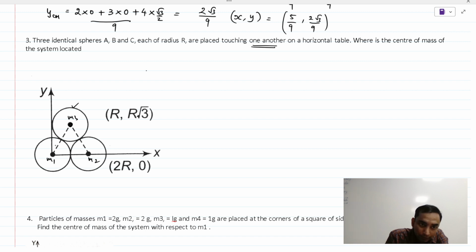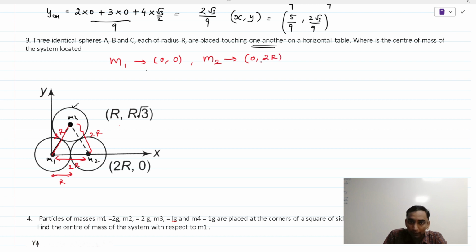By the way, let me use the red pen, it would be easier for you to see. So this distance is basically twice r, and the distance from here to here is again 2r, and the distance from here to here is again 2r, because the radius of a single sphere is r, correct? So if I want to write down the coordinates for mass m1, that is 0, 0, because it is located at the origin. For mass m2, I should be writing x coordinate as 0 and the y coordinate as 2r.